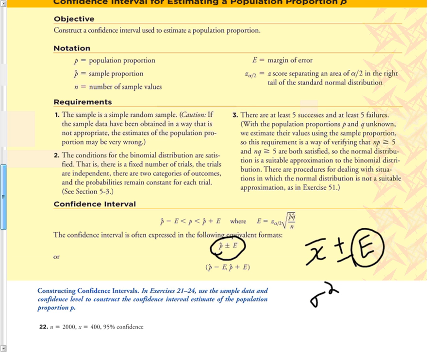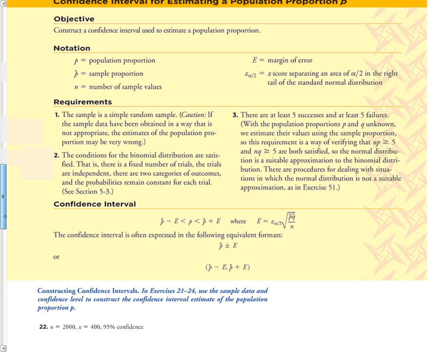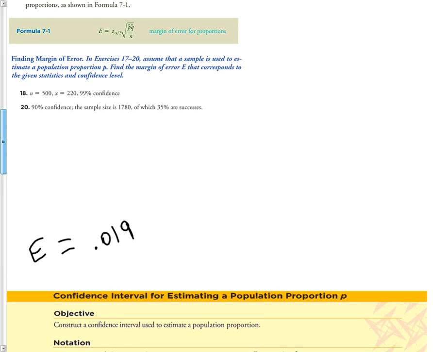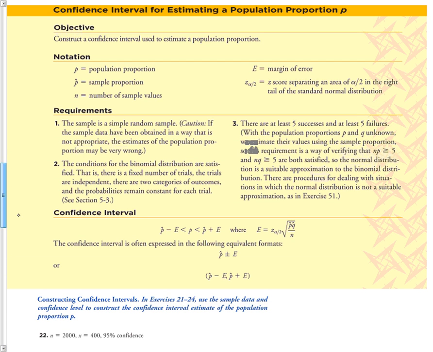We take the point estimate for sigma squared, which is s squared, and we'd add and subtract some margin of error. All right, so that's in general how to create a confidence interval. We need to know the point estimate, and we need to know the margin of error. We know the point estimate for proportion is p hat, and we just found out how to find margin of error using formula 7.1. So let's take a look here.